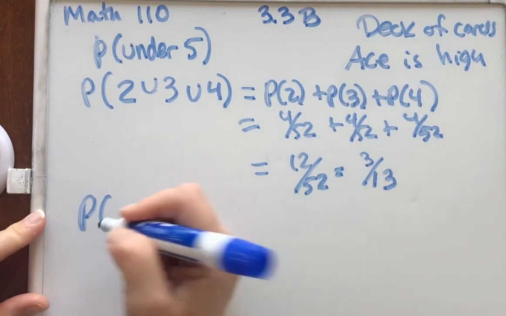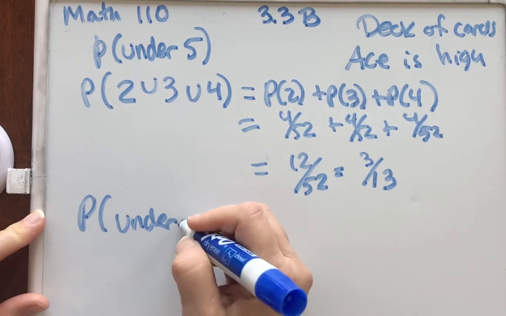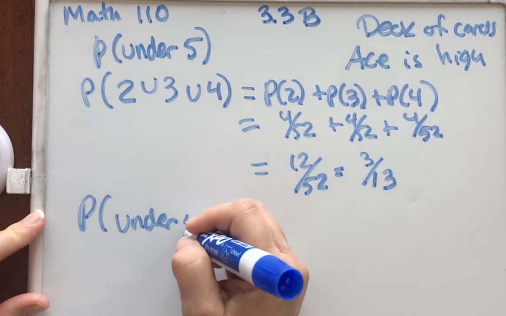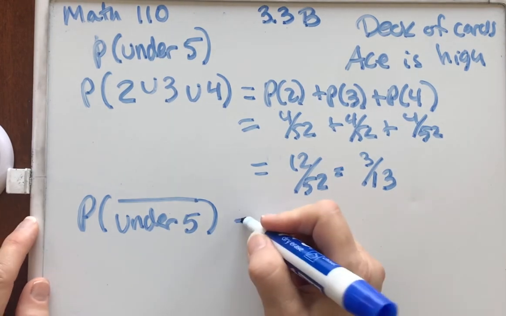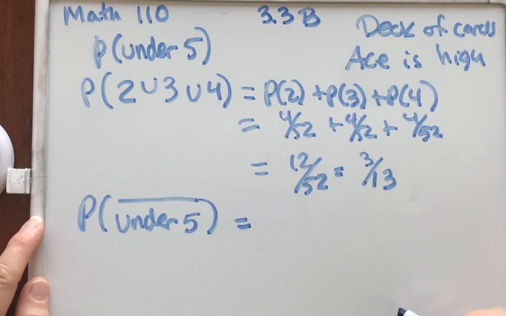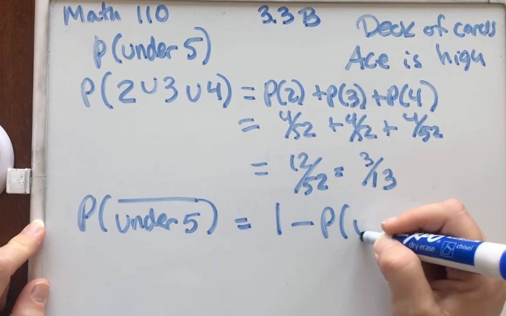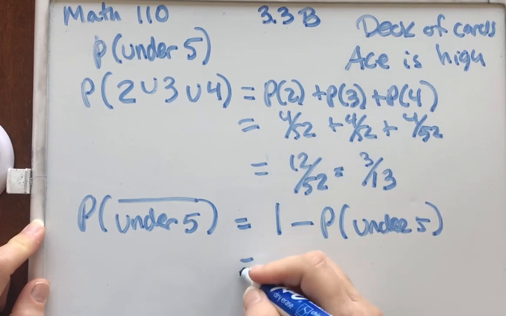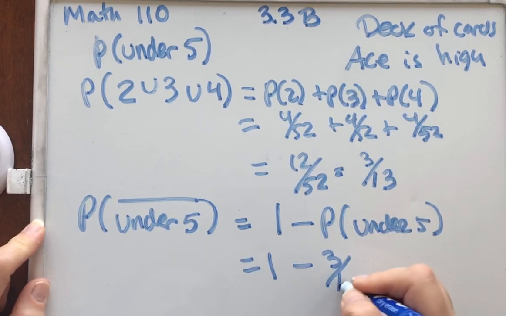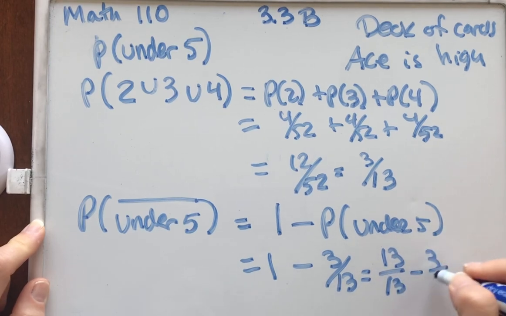Okay, let's say we want the probability of picking a card that's not under 5. Not under 5. Using the complement rule, this is going to be 1 minus the probability of under 5, which is 1 minus 3/13, which is 13 over 13 minus 3/13, which is 10/13.